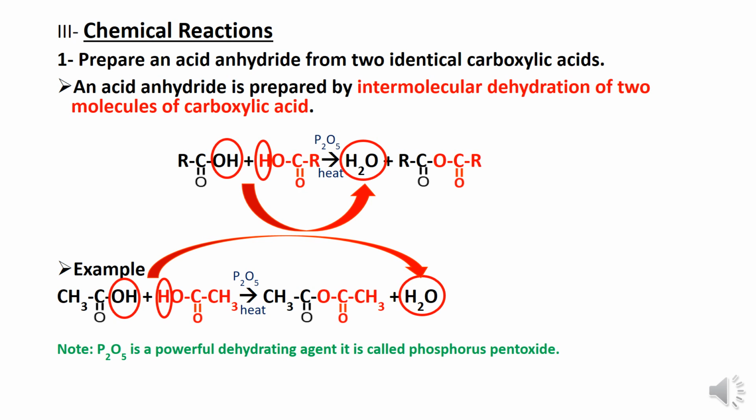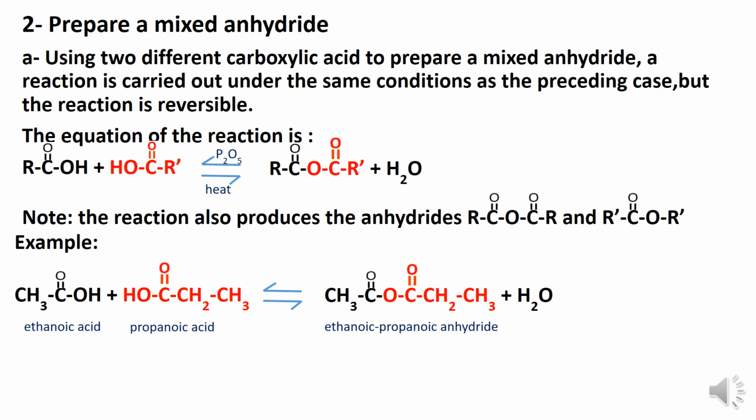How do you name this acid anhydride? It is ethanoic anhydride. Now, how do you prepare a mixed anhydride? We have here two methods. The first method is by using two different carboxylic acids to prepare a mixed anhydride. A reaction is carried out under the same conditions as the preceding case, but the reaction here is reversible.